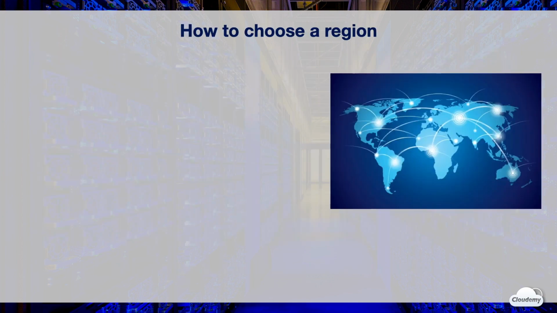When you use AWS Console, CLI or SDK to manage AWS resources, the first thing you need to do is to choose a region. The resources you created in one region are only visible in that region. There are a few considerations when you choose a region.